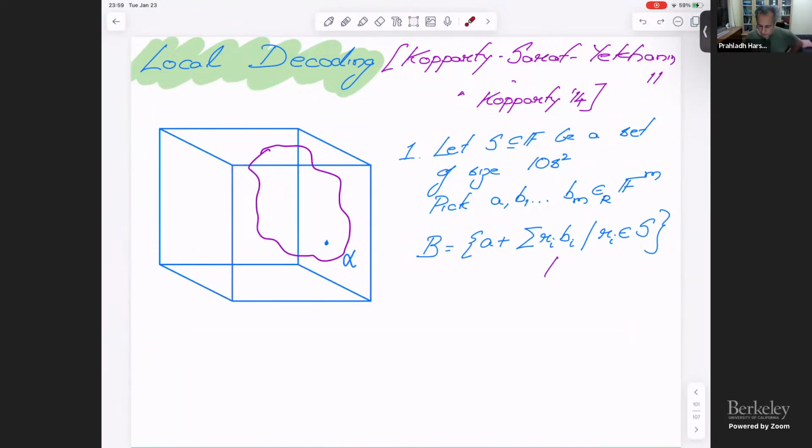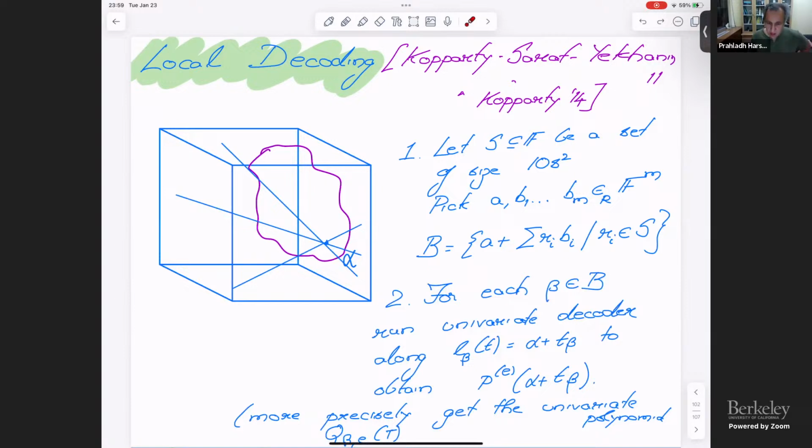You choose the set of points B. And what we will do is, for each beta in B, we'll shoot a line in the direction beta through alpha. We're going to shoot this line this way, beta through this point. And we'll obtain the restriction. We're going to query the codeword on several such lines.